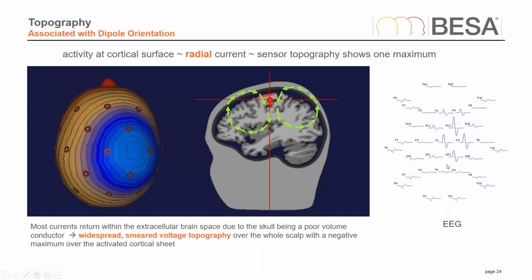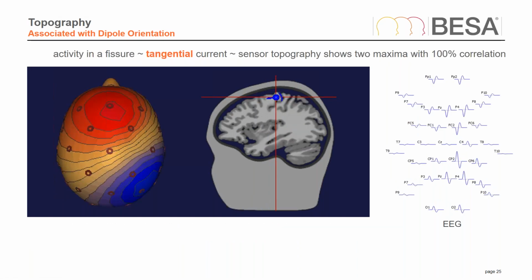And you can see on the right-hand side how that looks in this electrode set. So the negative maximum will actually be over the activated cortical sheet here. And the maximum of this signal is spread over around 4, 5, or 6 electrodes in the center.